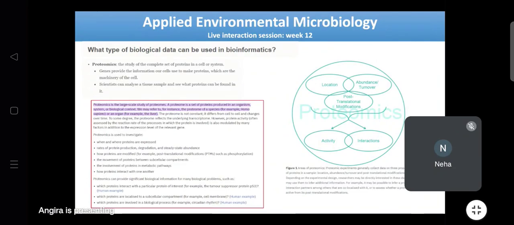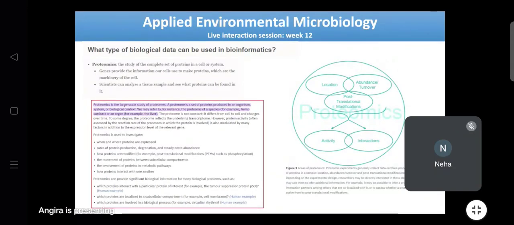So basically, if you see this picture, the area of proteomics is very wide, and proteomic experiments give us a total collective data of three properties of the proteins in a sample: the localization, the abundance, and the turnover. And also it gives us an idea of the post-translational modification. So depending upon the experimental design, the researcher can sometimes directly be interested in this kind of data, or sometimes they can use it indirectly as a form of additional information.